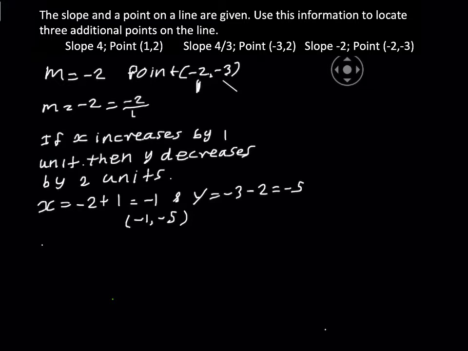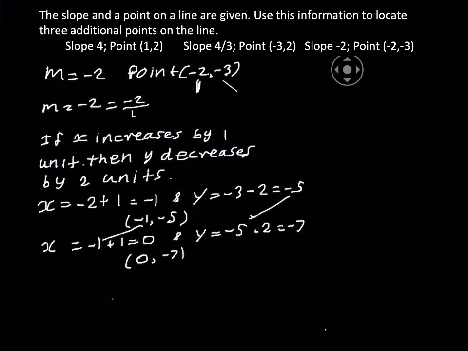Now the second one, x, what do we use? We can use this negative 1 over here. Negative 1 plus 1 equals 0, and y, this negative 5 minus 2 equals negative 7. So the point is 0 comma negative 7.